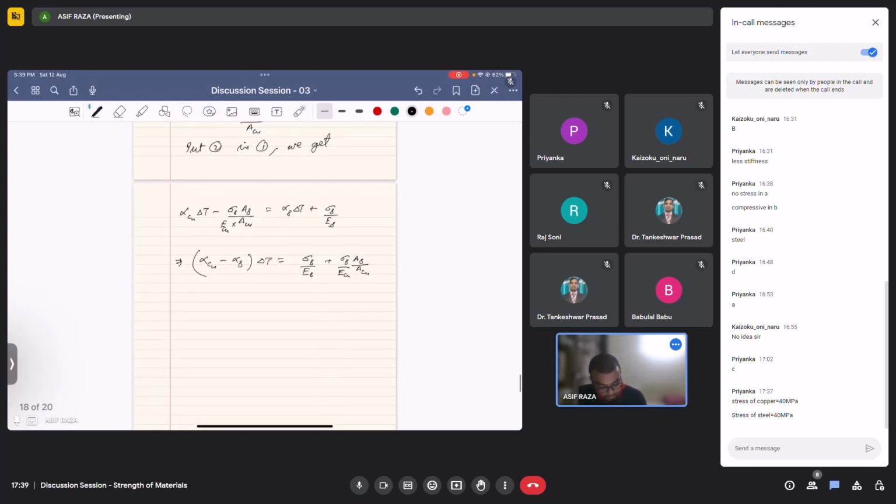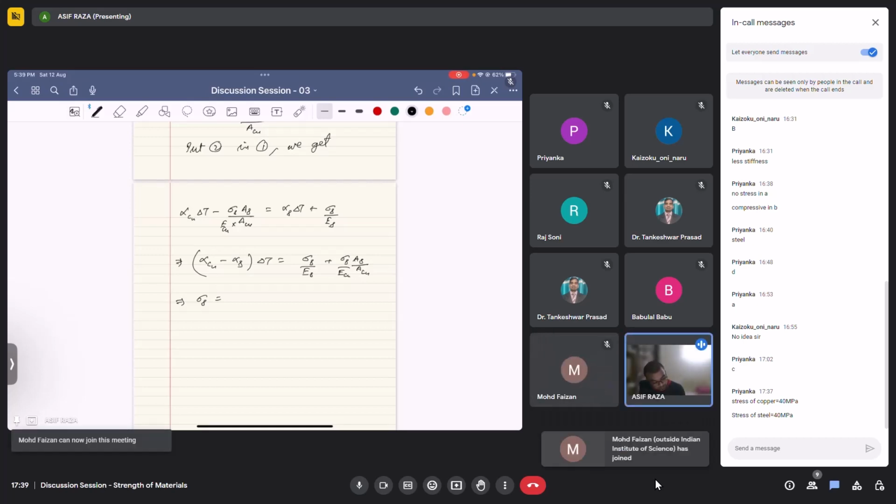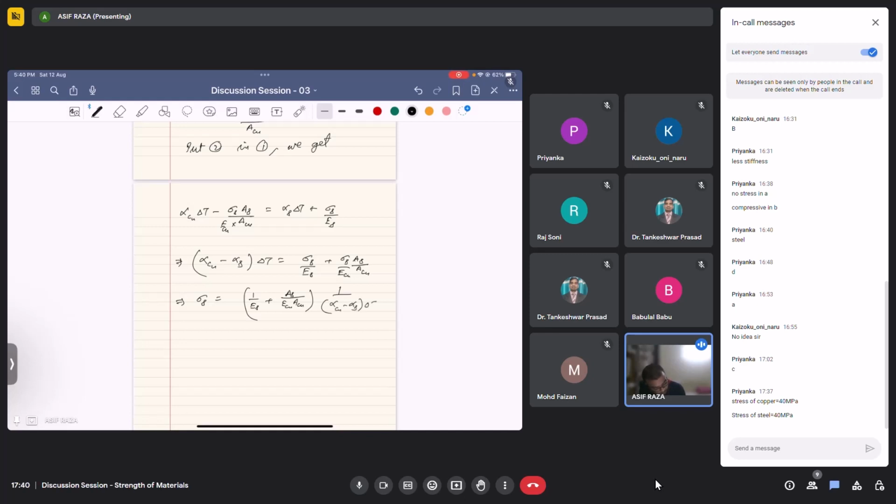Okay. So sigma S would be equal to 1 upon ES plus AS upon ECU ACU, times 1 upon alpha Cu minus alpha S delta T.